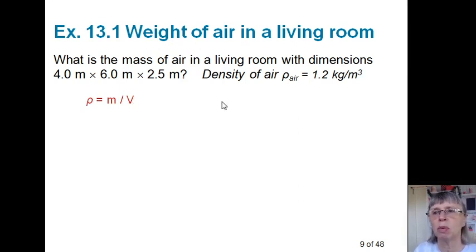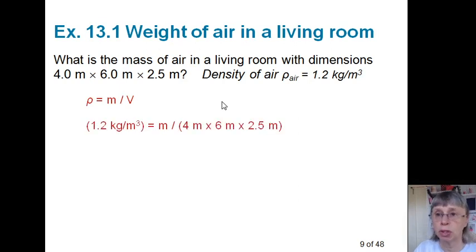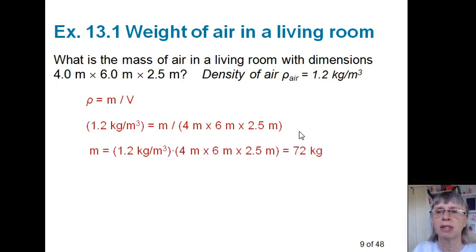So we can substitute in what we know. We're going to assume that your living room is rectangular. So we're just going to multiply the length times the width times the height for a rectangle in order to calculate its volume, and that's going to give us that the mass of the air is 72 kilograms. Now that's about 150 pounds. The first time I saw this calculation, I was really very surprised because we're just used to the air all around us, and it seems like nothing, but it's actually not nothing. It's quite heavy and substantial.